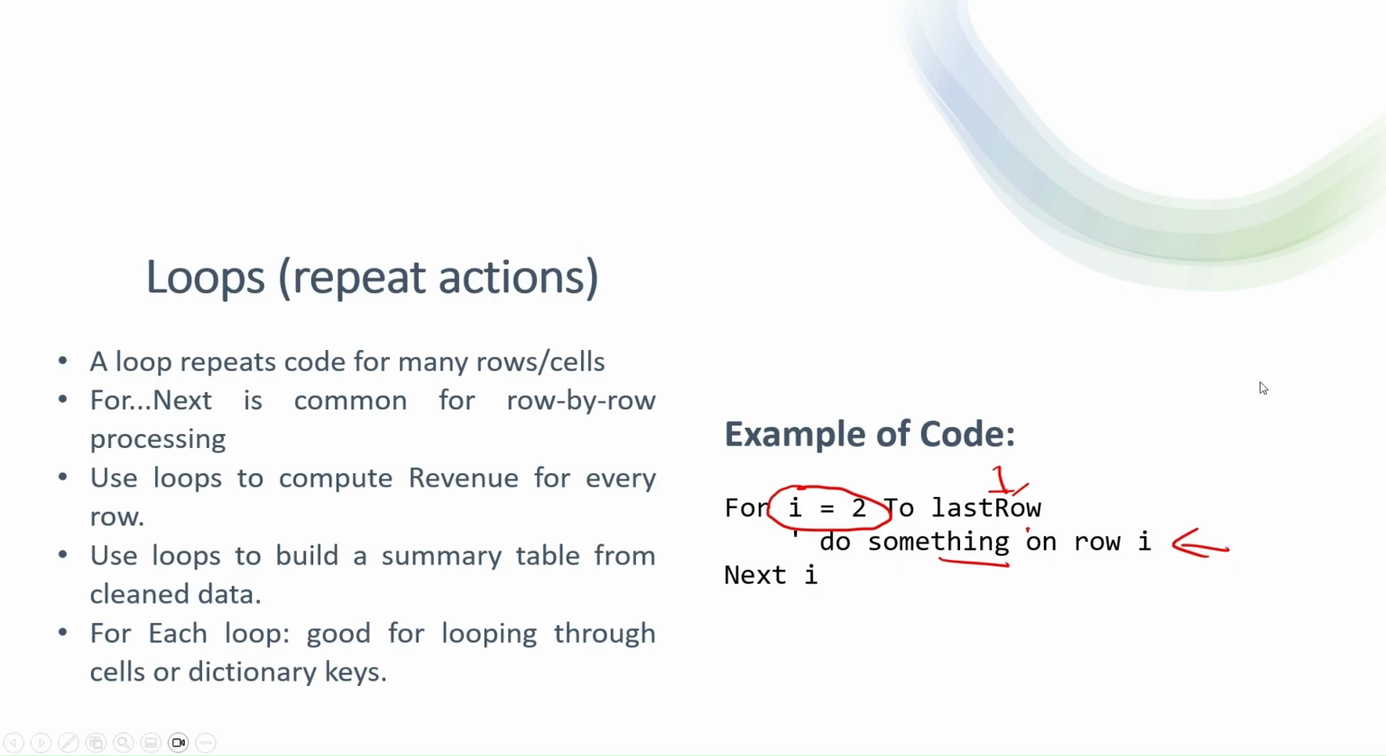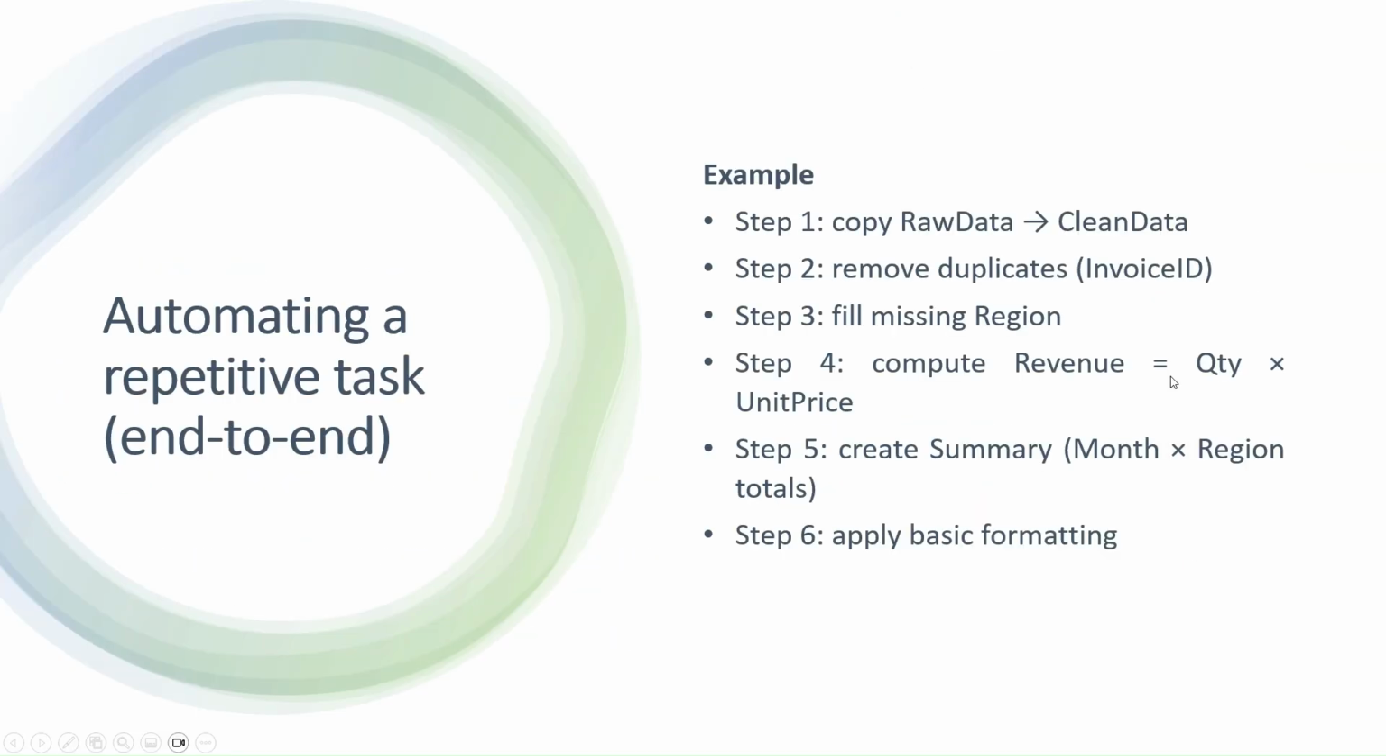Now we are going to combine everything into a realistic task. Instead of doing 20 clicks every time, we create one macro that does the whole pipeline. And how do we do that? Instead of repeating it every time, we write a single macro that will do the whole pipeline. Now, this is where you automate a repetitive task. How do you go about it?